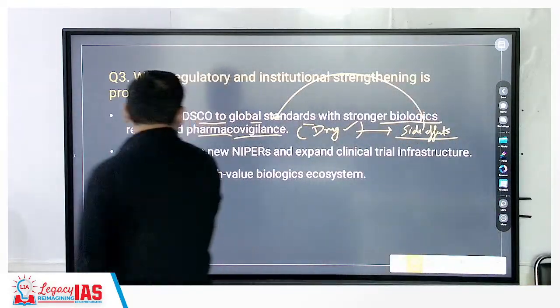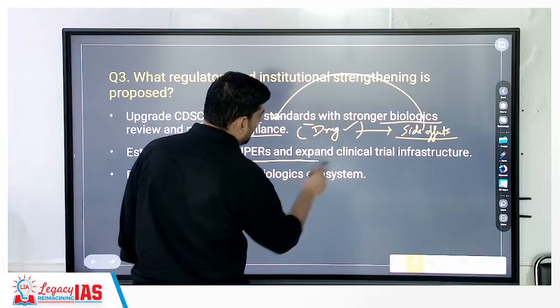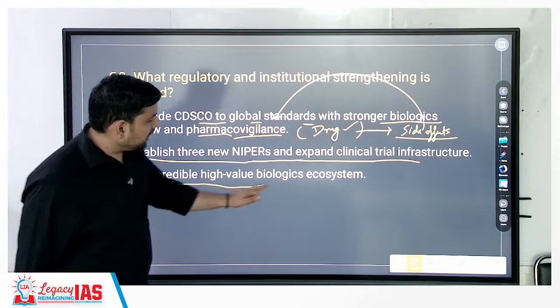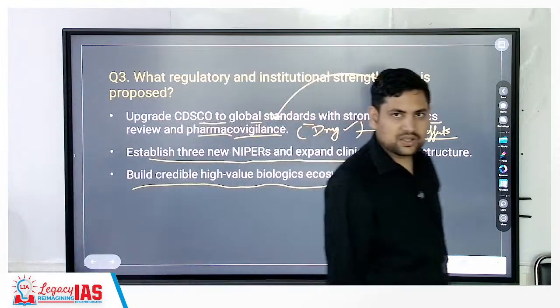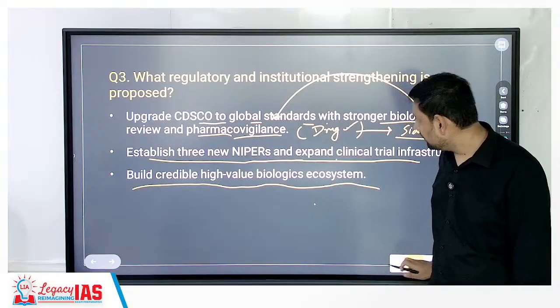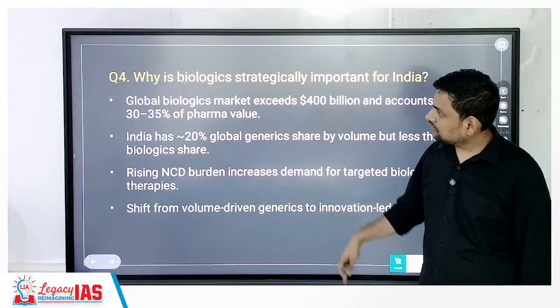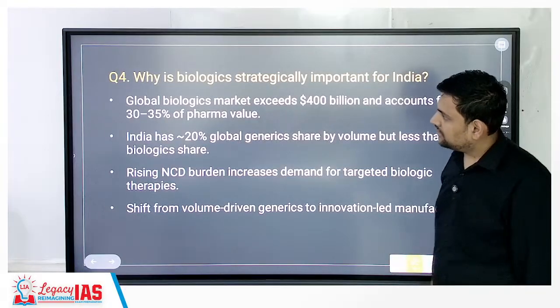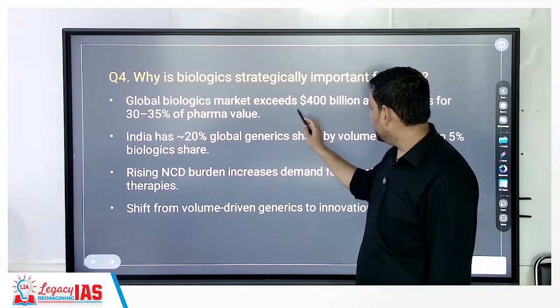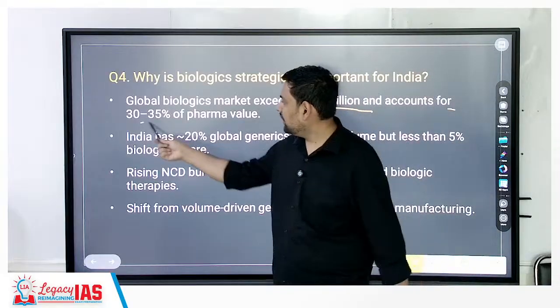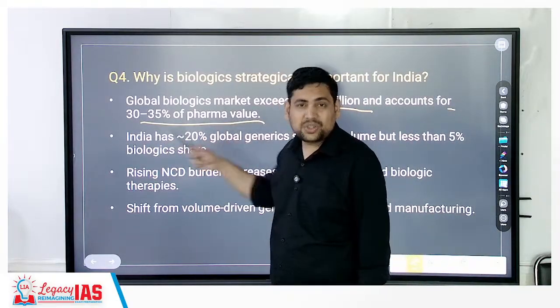Then establish 3 NIPERs and expand clinical trial infrastructure. Correct? Then build a credible high-value biologics ecosystem. This is the main aim. Understood? Now, why is biologics strategically important for India? So as you understood, the global biologics market exceeds 400 billion now and accounts for 30 to 35% of pharma value, and this is only going to increase.